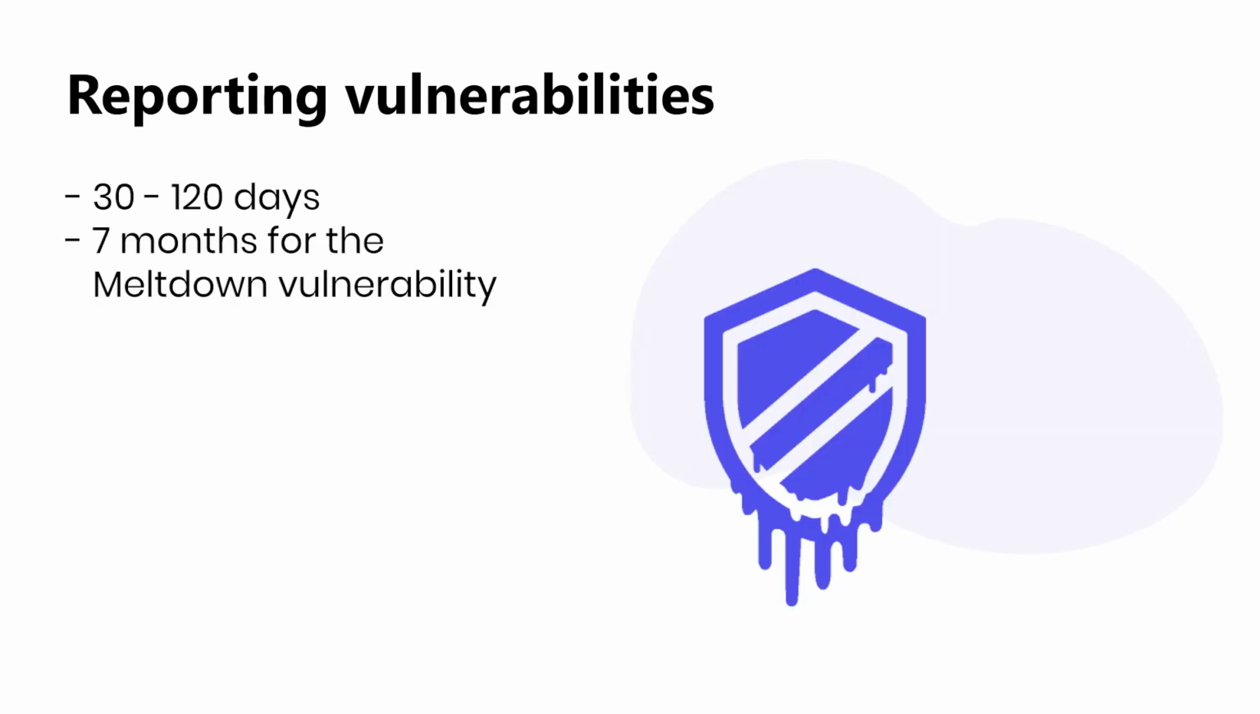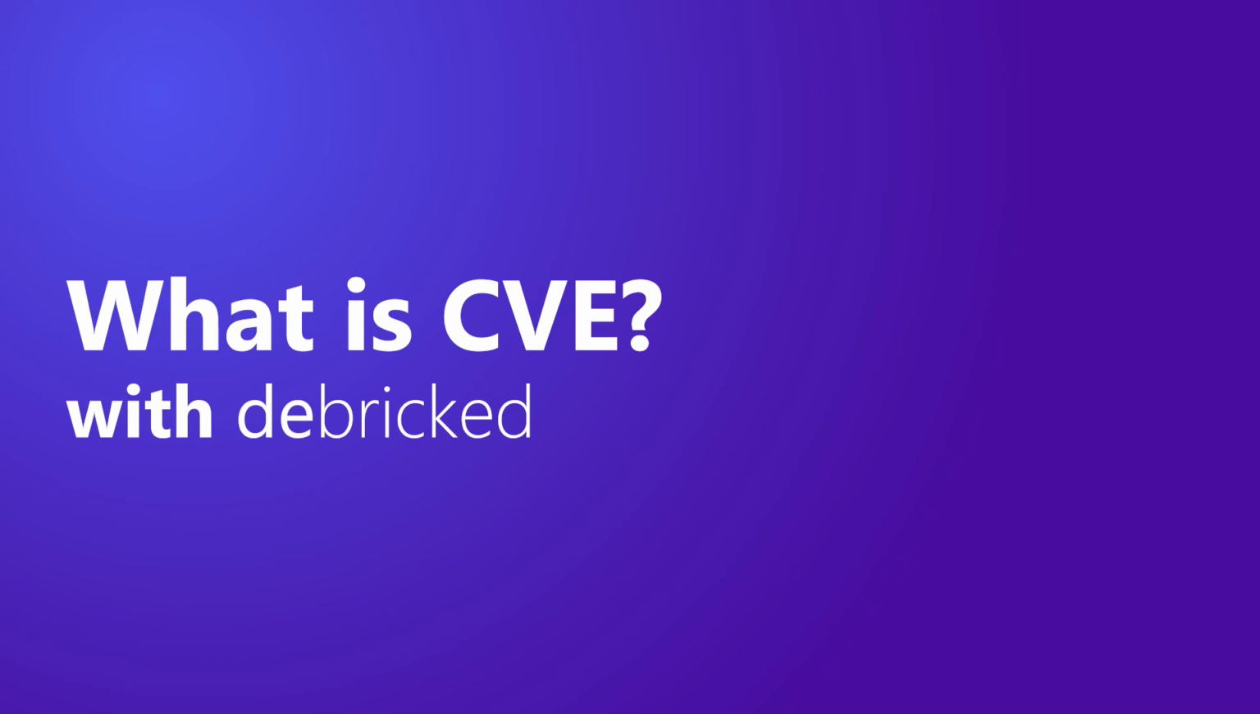There is no universal time frame for responsible disclosure, but it's common to give the vendor between 30 and 120 days, but this may be longer for more complex and large-scale vulnerabilities. Hopefully, you now have a basic understanding of CVEs and how to use them.